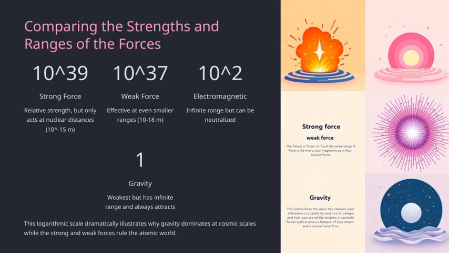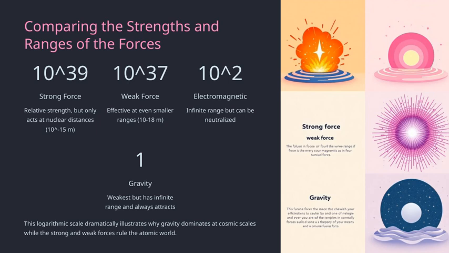Let's take a closer look at how the fundamental forces compare in strength and range. Starting with the strong force, it has an incredibly high relative strength, about 10^39, but it only acts at extremely short distances, roughly 10 to the minus 15 meters, which is on the scale of atomic nuclei. Next, we have the weak force, which is weaker than the strong force, about 10^37 in relative strength, but it operates at even smaller distances, around 10 to the minus 18 meters.